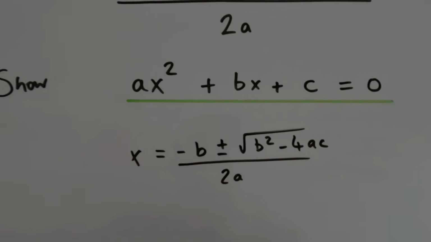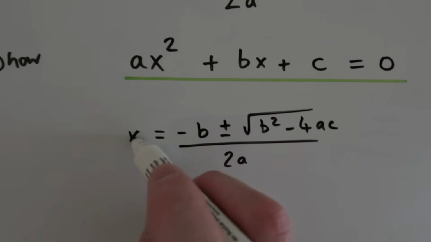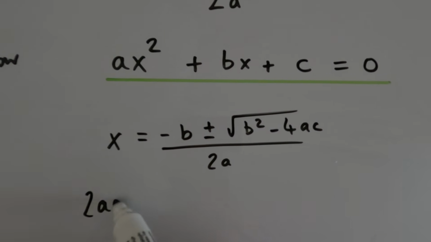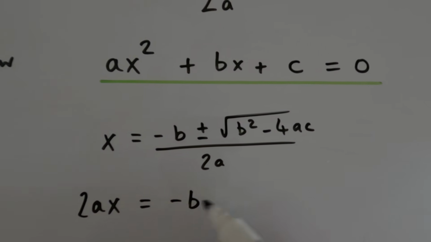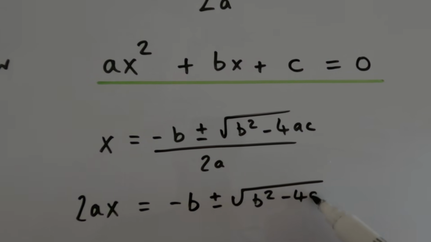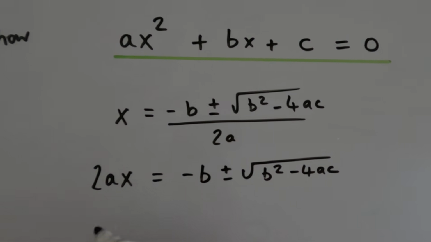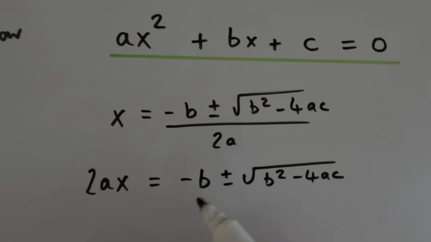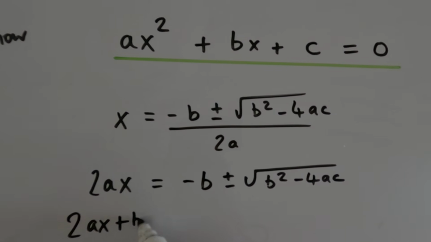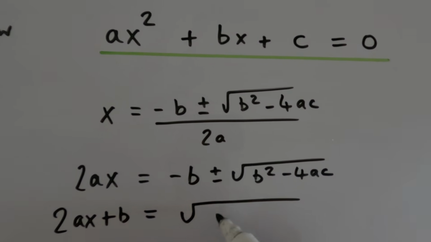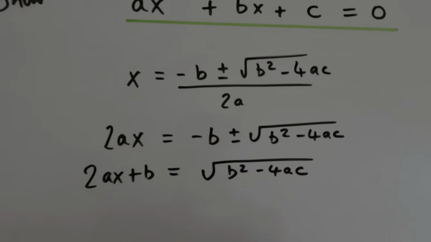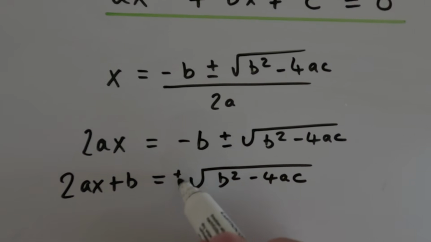Okay, so quite obviously, the first thing we want to do is multiply both sides by 2a. Then the next thing we want to do, we've got a minus b here. Take that over, so we'll have plus b. I'll just put the plus minus.